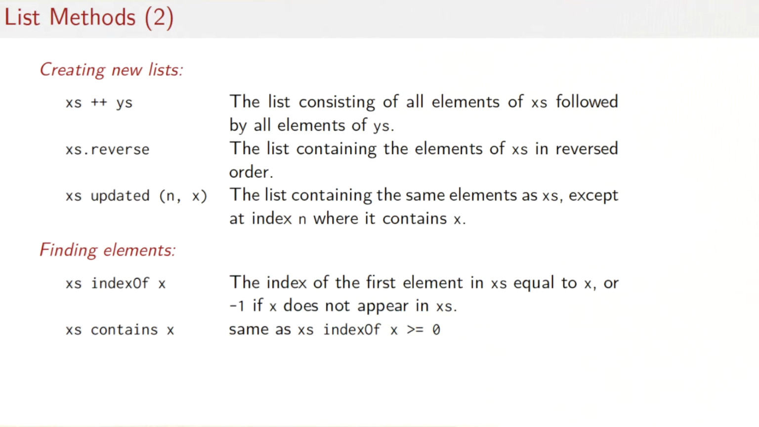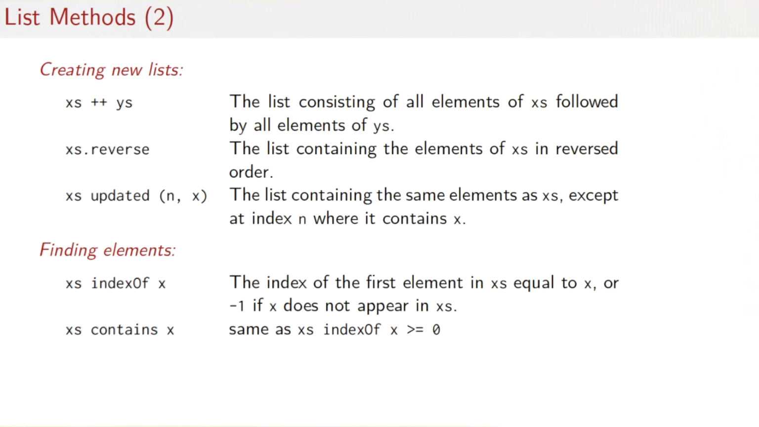And finally there's updated. So updated is in a sense the functional equivalent of mutable updates in an array when you change an element in an array. Of course, you know you can't do that in a list because lists are immutable. But what you can do is you can return a list that contains all the elements of the list xs here, except at a given index n, where the new list would contain the x. So it's a new list that corresponds to the old list xs in all elements except one.